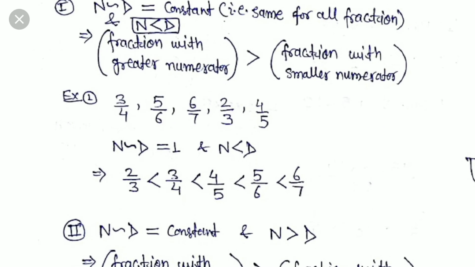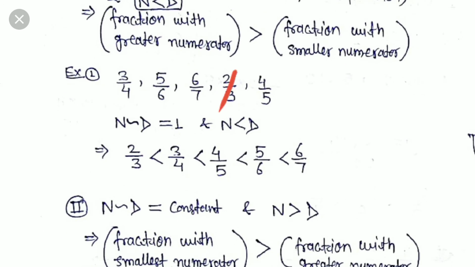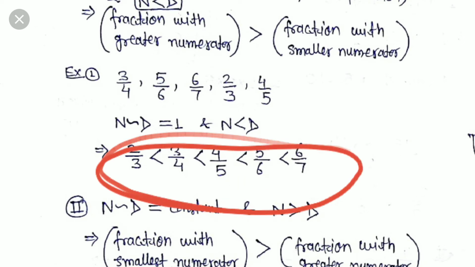See, the fractions 3 by 4, 5 by 6, 6 by 7, 2 by 3, 4 by 5. They all have the difference of numerator and denominator as 1. And every fraction has the numerator less than the denominator. What does it mean? The fraction having the greater numerator will be greater and the fraction having the smaller numerator will be smaller. So arrange them in ascending order. The smaller numerator first and the greater numerator at the last. Smaller 2, then 3, then 4, then 5, then 6. And the fractions are 2 by 3, 3 by 4, 4 by 5, 5 by 6, 6 by 7. This is in the ascending order.